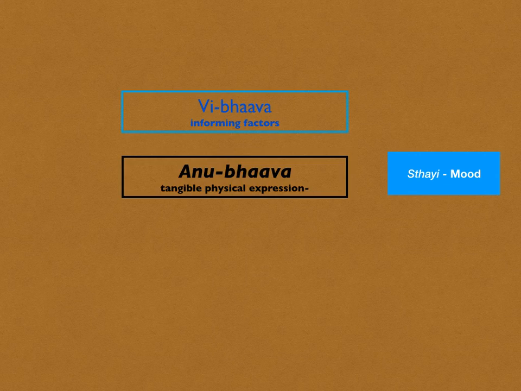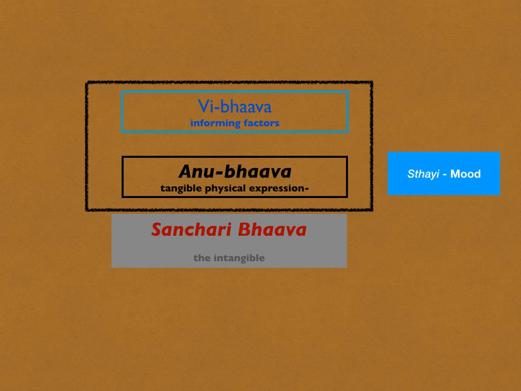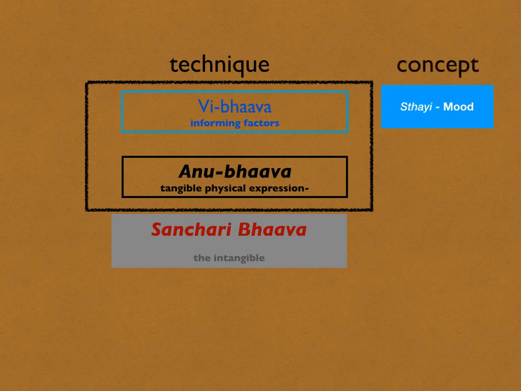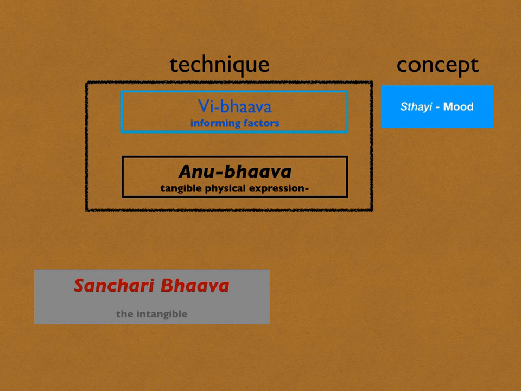Going back to where we started, sthai, vibhava, anubhava, and sanchari bhava. Vibhava and anubhava fall within the scope of what we know as technique. Sthai can be roughly equated to concept. What then is the relation between sthai, sanchari, and rasa, the art experience?